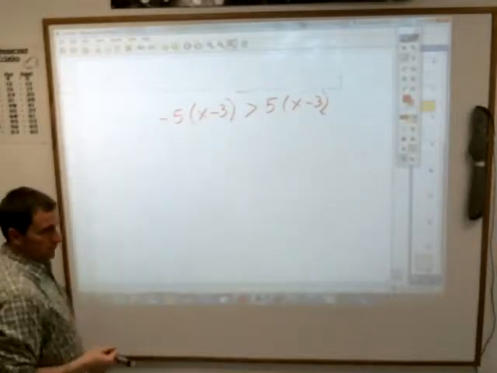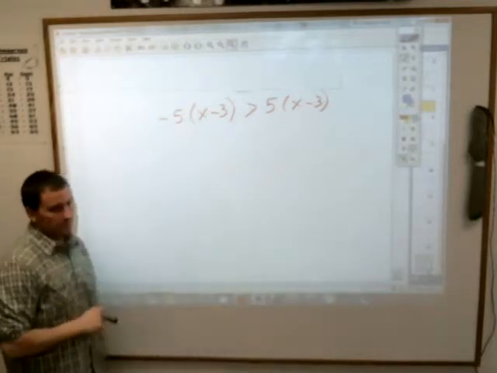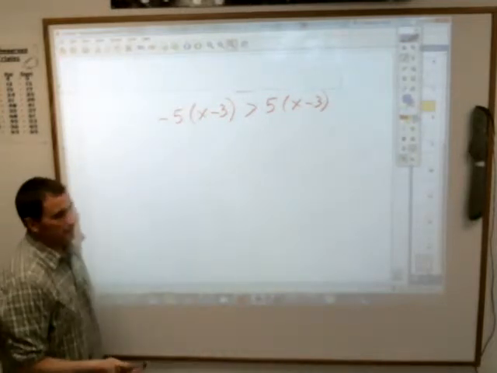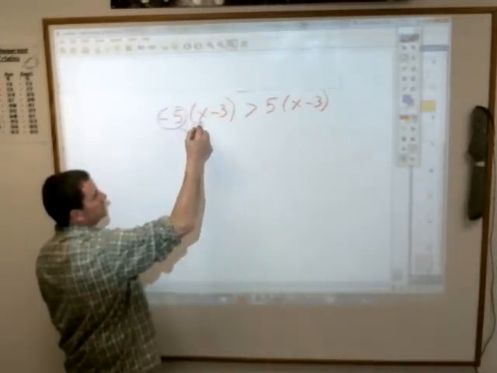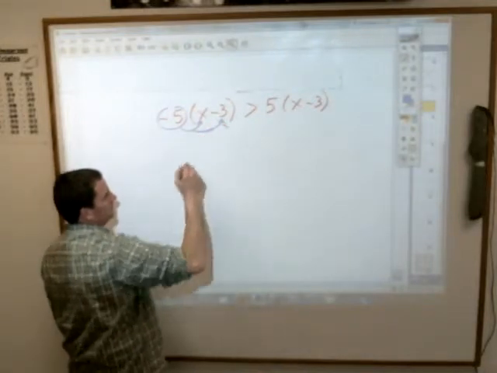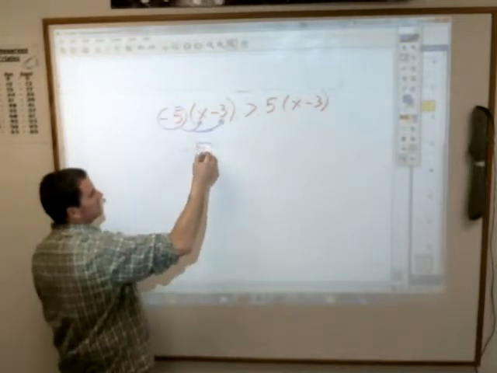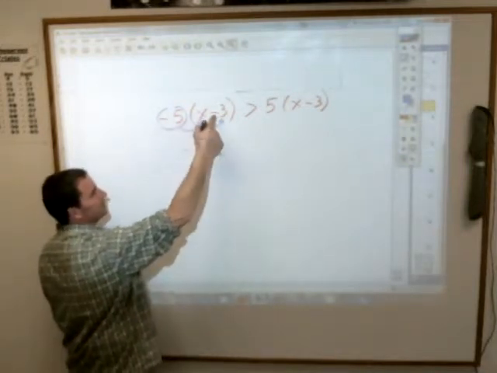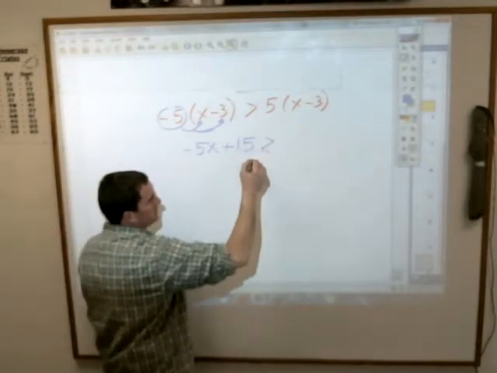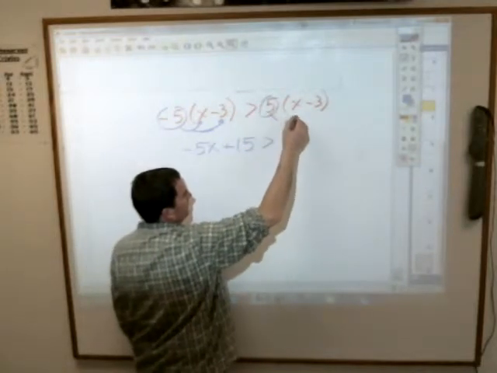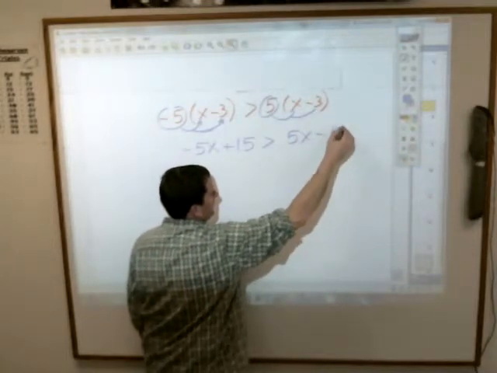First thing here I would have to do is get rid of the parentheses by doing what? Everybody's favorite property next to Boardwalk and Park Place, the distributive property. Remember, if there's a minus in front of this 5, you have to distribute it out. The sign doesn't change, by the way, on this yet. I get negative 5x because negative 5 times x is negative 5x. A negative 5 times a negative 3 is a positive 15. Do the same thing over here. This 5 times both of those is 5x minus 15.